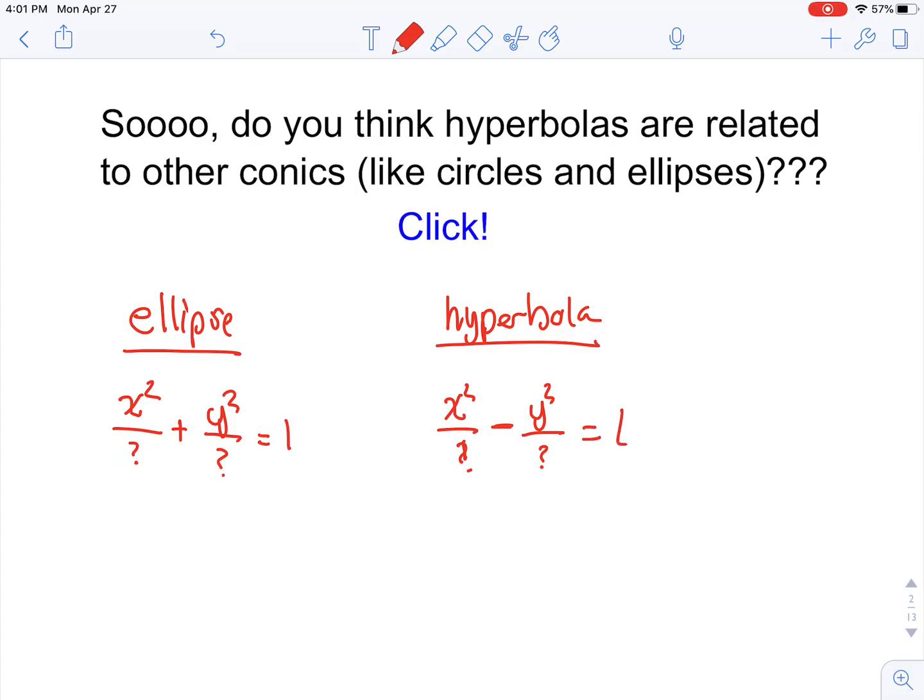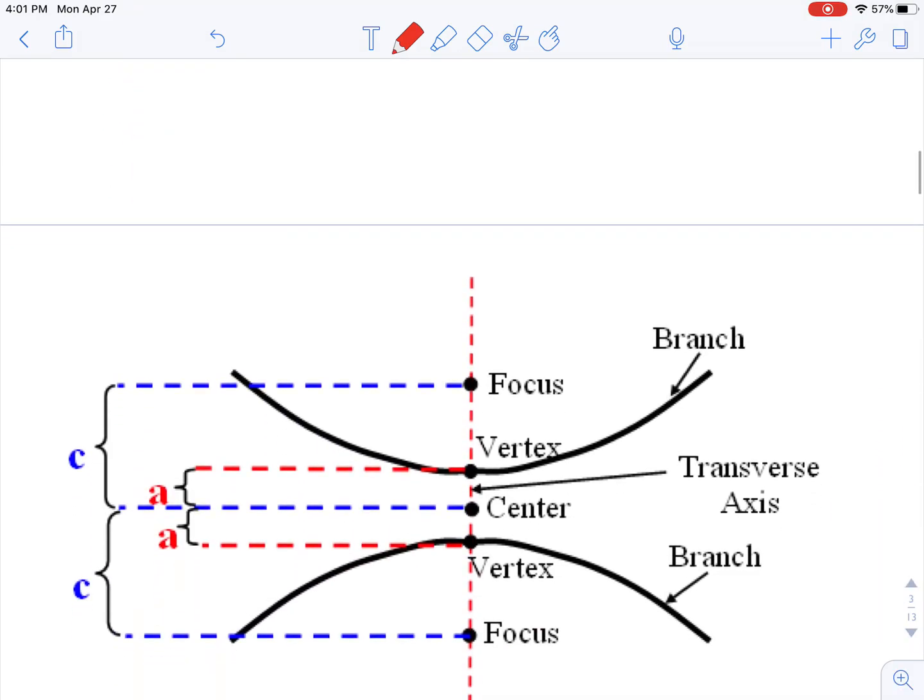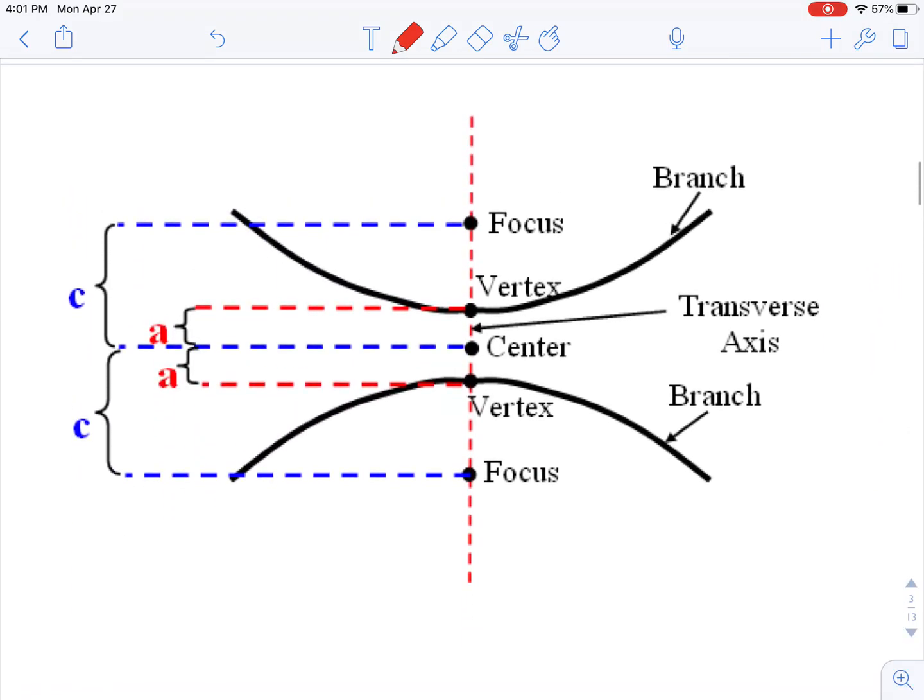It's still going to say equals 1. So a lot of similarities in the two equations. They're going to look very similar to each other, so we are going to have to watch for that a little carefully. Now, a couple more things that go along with these hyperbolas.